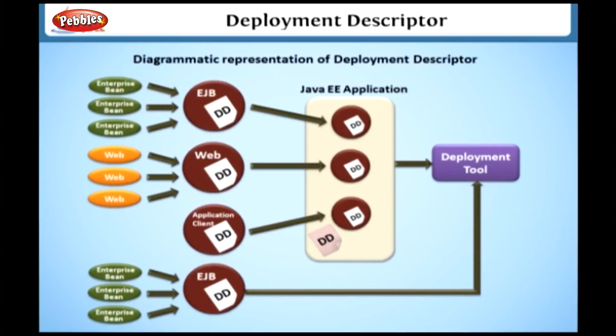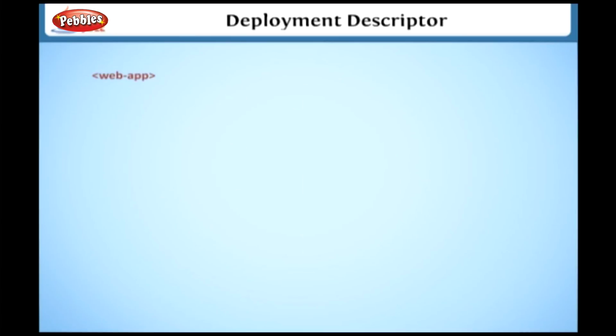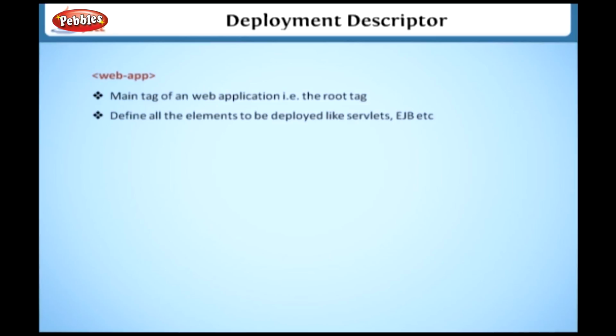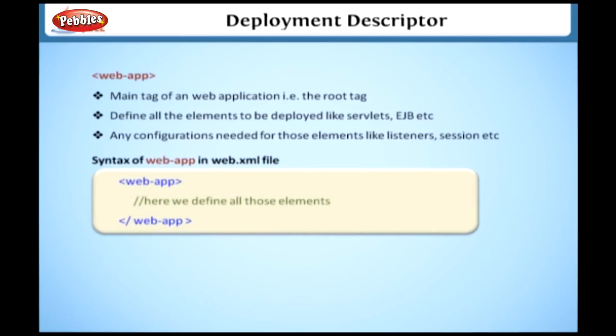Here is the diagrammatic representation of various modules in a Java EE application that have their own deployment descriptors. Here the DD indicates Deployment Descriptor. Now we will discuss a few important elements in the deployment descriptor. Web-app. This is the main tag of a web application, for example the root tag. You have to define all the elements to be deployed, like servlets and EJB, etc., and any more configurations needed for those elements, like listeners and session configuration, etc., inside the tag. Here is the syntax of web-app in web.xml.